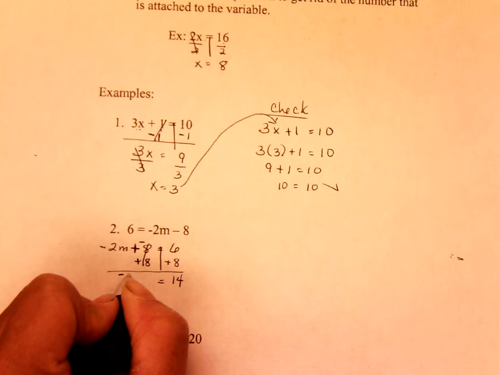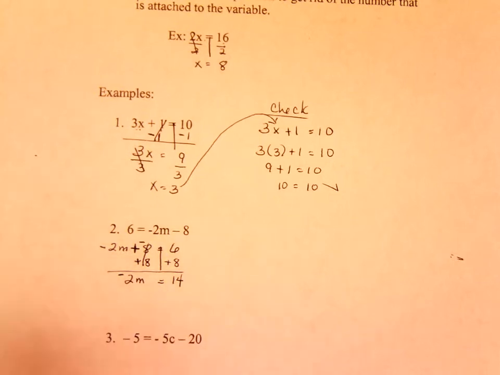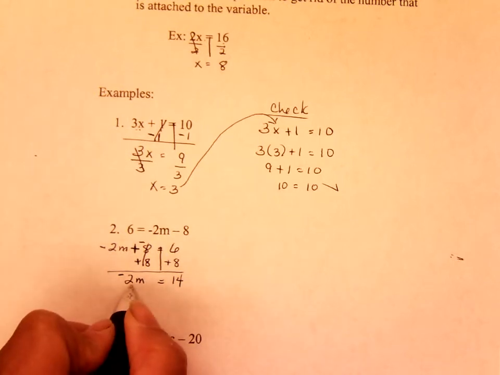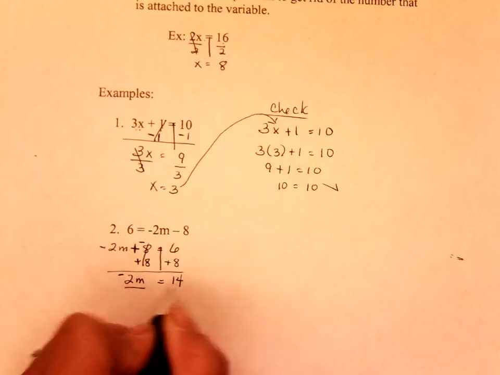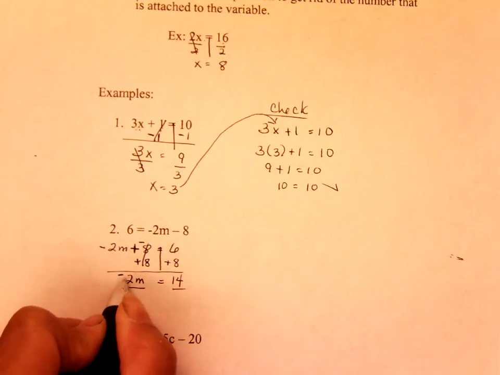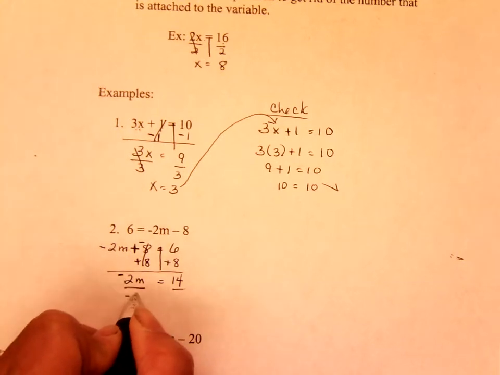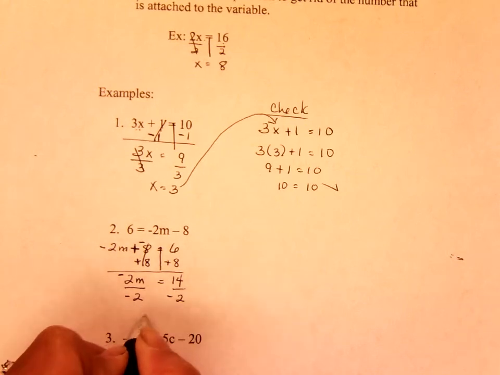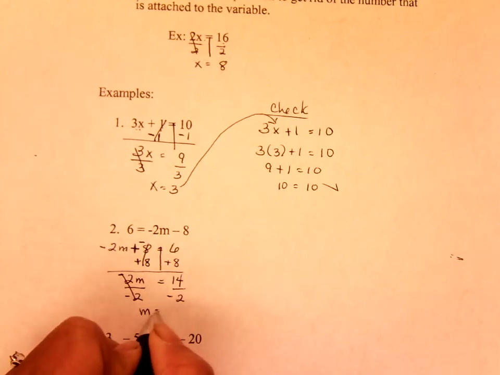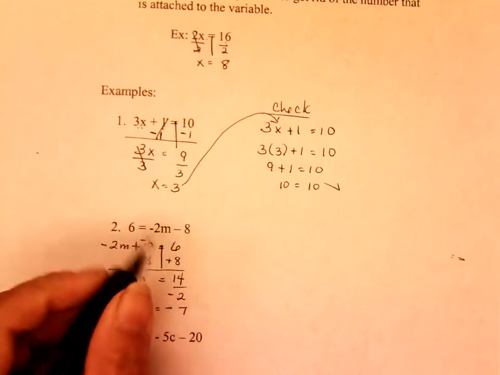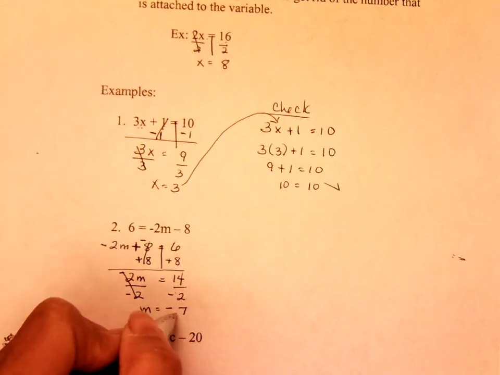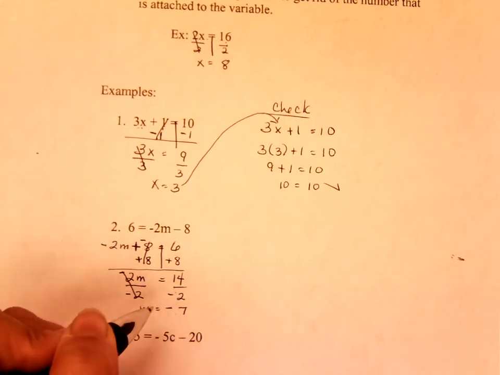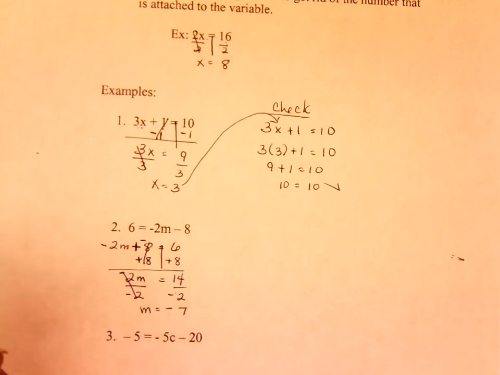and you're left with negative 2m. Okay, the inverse of multiplication is division, so you're going to divide. You're going to divide by negative 2, not just by 2. So divide by negative 2 on both sides, and m is equal to negative 7, because you have to ask yourself, do you win or lose? Well, you lose, so that makes it a negative, and 14 divided by 2 is 7.